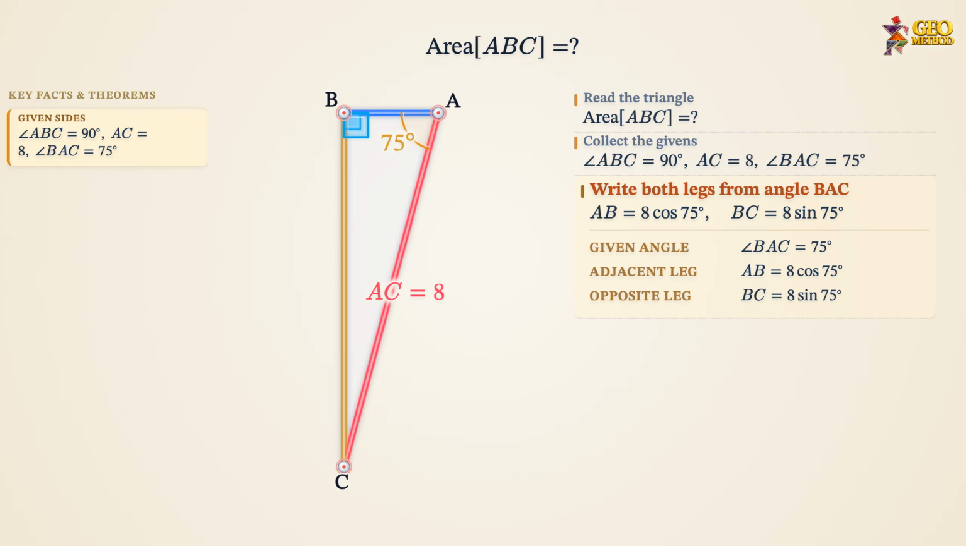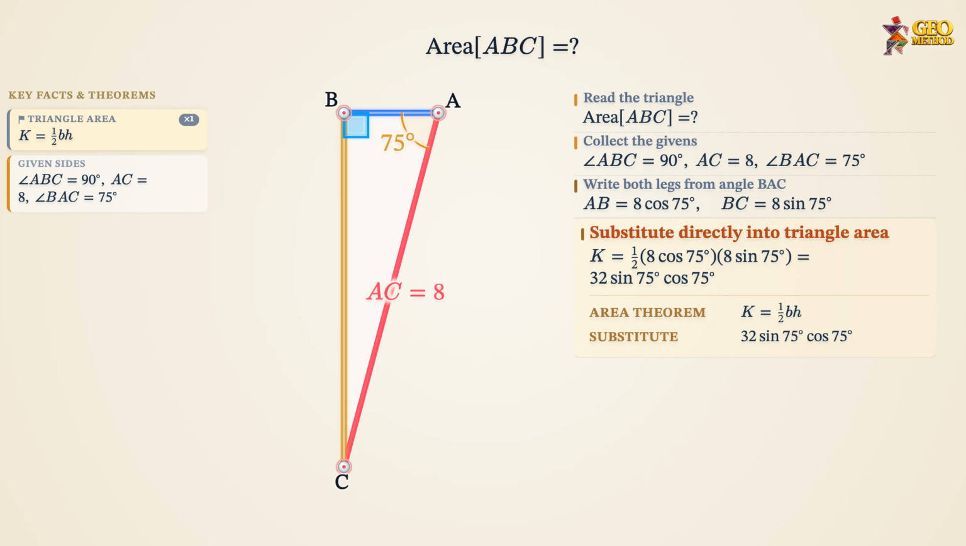From angle BAC, cosine gives the adjacent leg segment AB, and sine gives the opposite leg segment BC. The displayed equations use the marked angle and hypotenuse 8. The triangle area theorem gives 1/2 segment AB times segment BC. Substituting the two legs produces the displayed sine-cosine product.